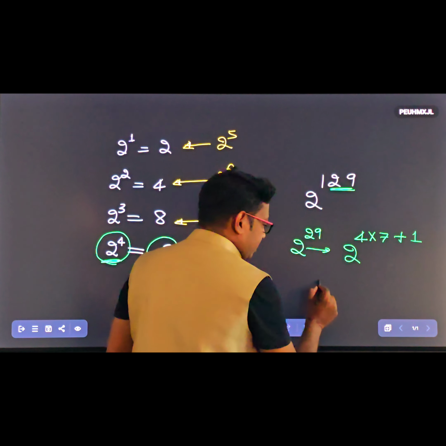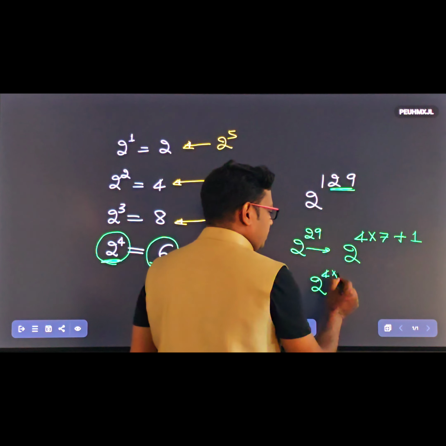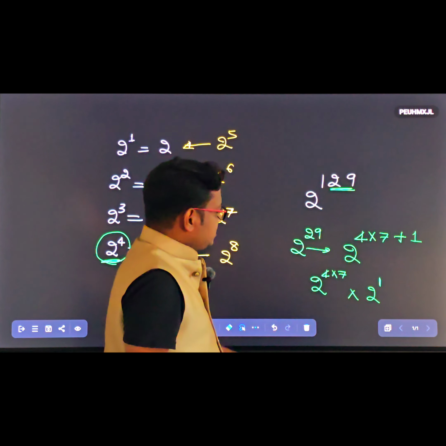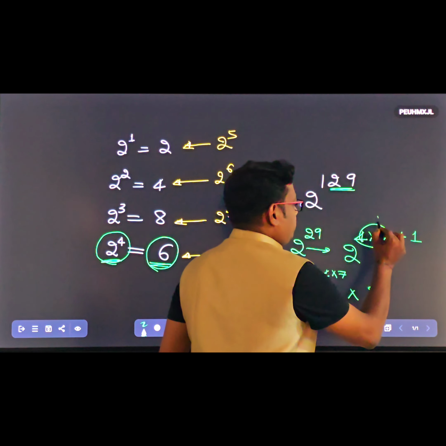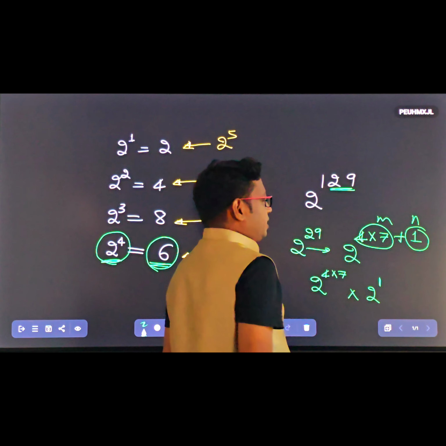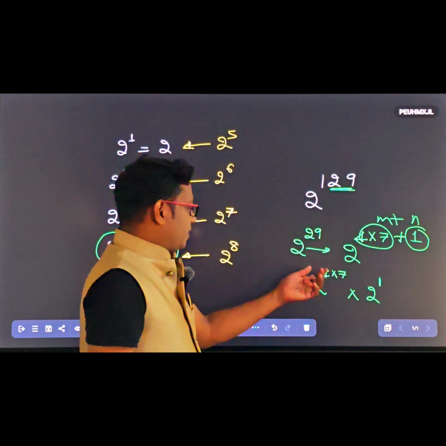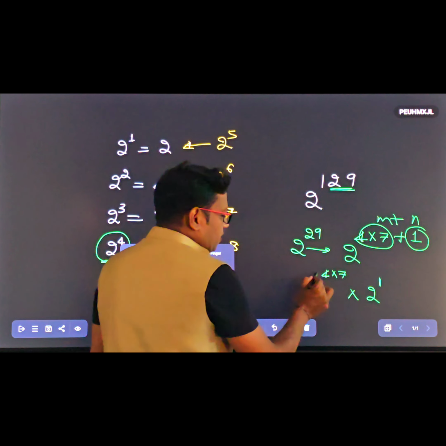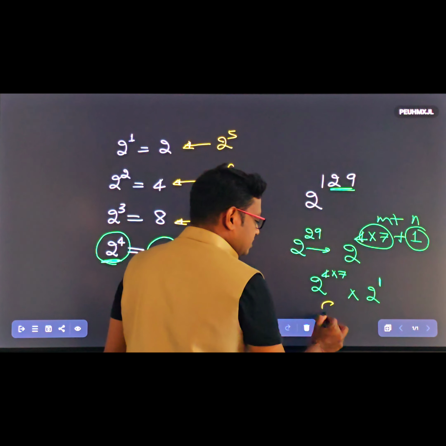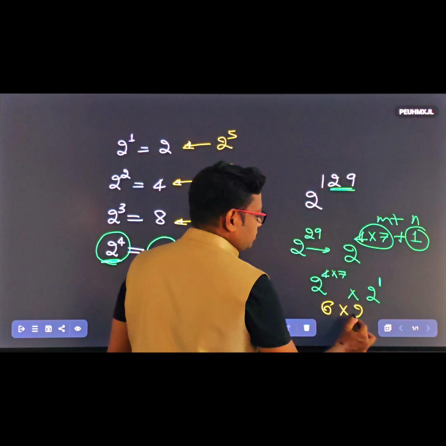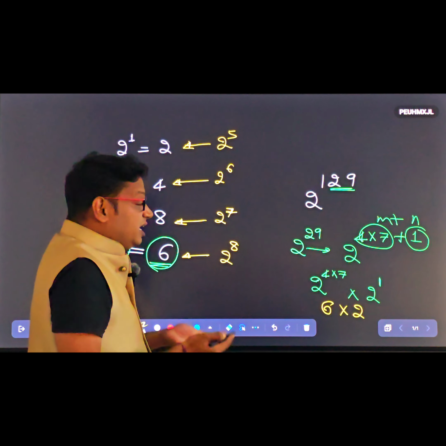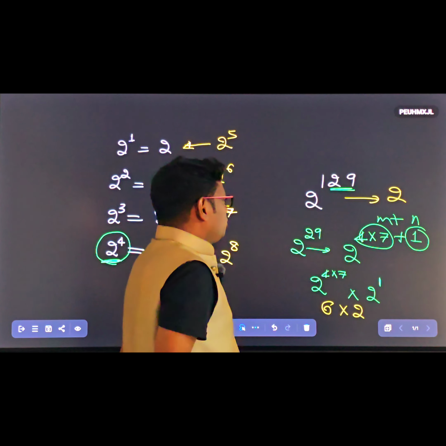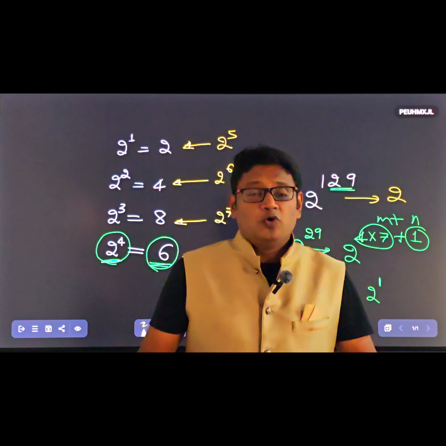This can be written as 2 to the power of 4 into 7 into 2 to the power of 1. Why? Because a power m plus n is nothing but a power m into a power n. Now please see here. 2 to the power of 4 into anything is 6 in the units place. 2 power 1 is 2. 6 into 2 is 12. In 12, what is the unit digit? 2. Therefore, the unit digit of 2 to the power of 129 is 2, my dear friends.